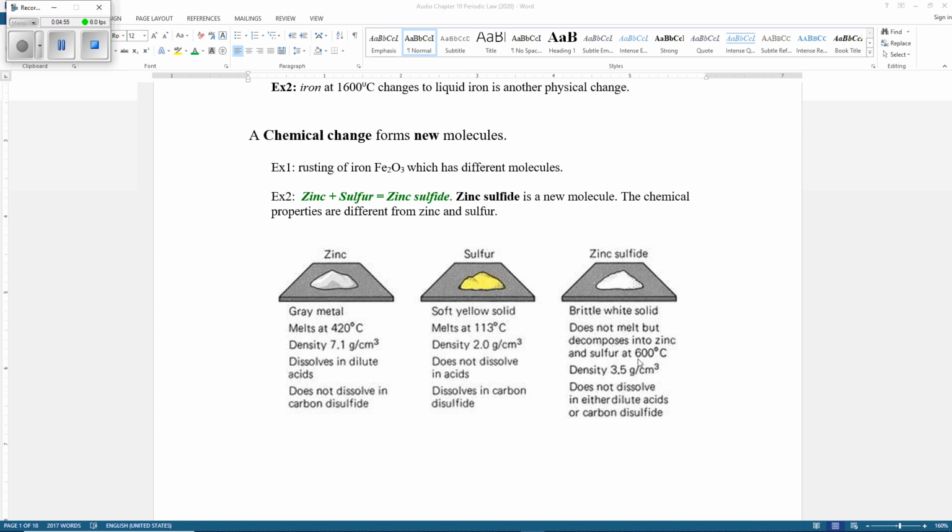The melting point temperature changes, and the density changes. The density for zinc is 7.1, sulfur is 2, and the new molecule becomes 3.5, and there are also other properties. So you're going to have a new molecule after a chemical change.